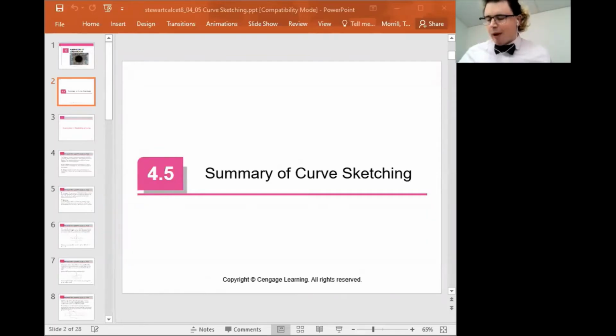Now that we've had some practice measuring when a function increases and decreases, measuring when a function is concave up or concave down, finding those inflection points and finding those local extreme values, let's put all of those skills together and look at sketching a curve.